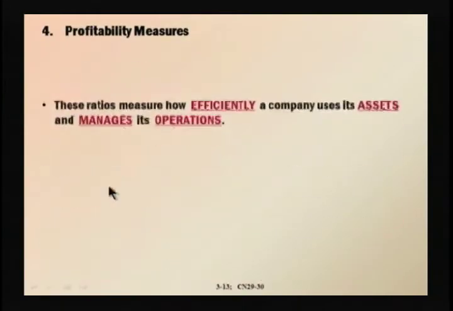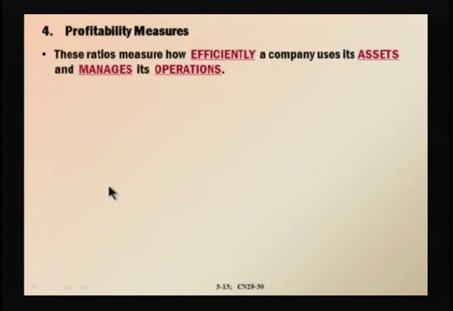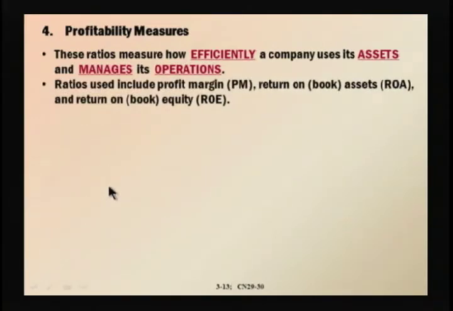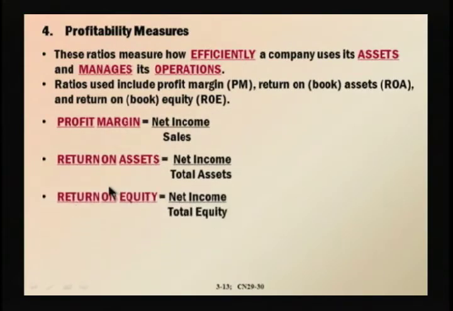The fourth category is profitability measures. The profitability ratios measure how efficiently a company uses assets and how efficiently it manages its operations. So we're talking about expense control and trying to generate net income. The profit margin and then return on assets and return on equity are the key ratios in measuring profitability.